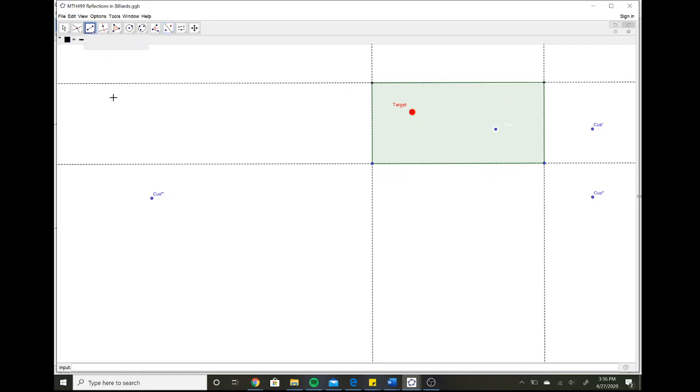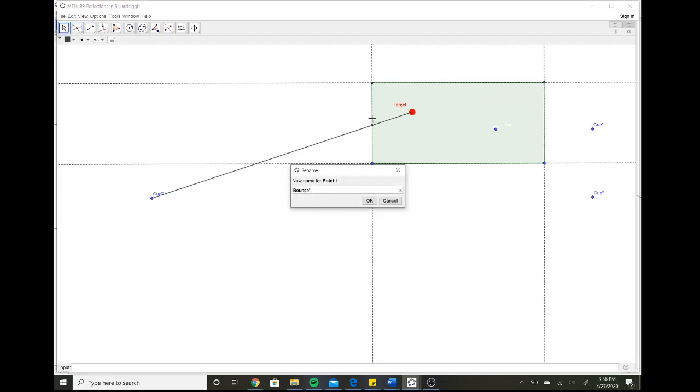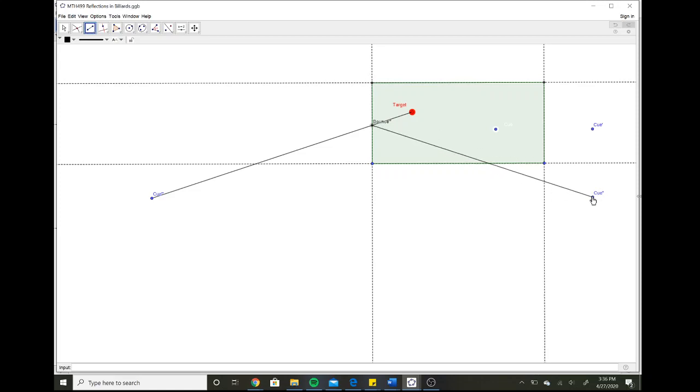From there, we're just going to create a bunch of segments. So we're going to connect that final reflected point to the target, and that gives us an intersection between the side of the pool table and our segment. So that would be your final bounce point, in this case, our third one. From there, we're going to create a segment with that final bounce point and that second reflected point as our endpoints, and once again, we get an intersection between the side of the pool table and our segment. And that's our second to last bounce point, or in this case, our second bounce point.